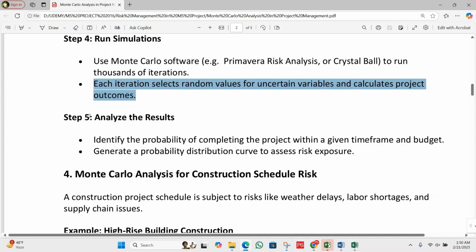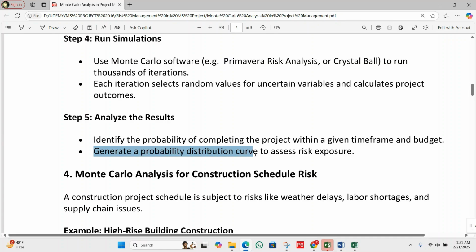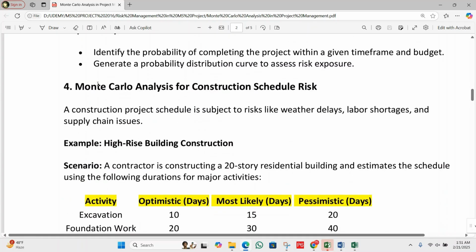Step fifth, analyze the results. Identify the probability of completing the project within a given time frame and budget, and generate probability distribution curves to assess the risk exposure.